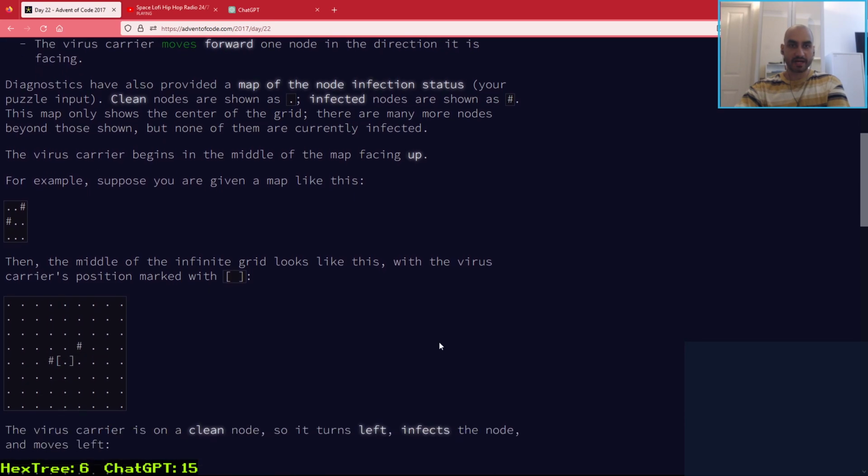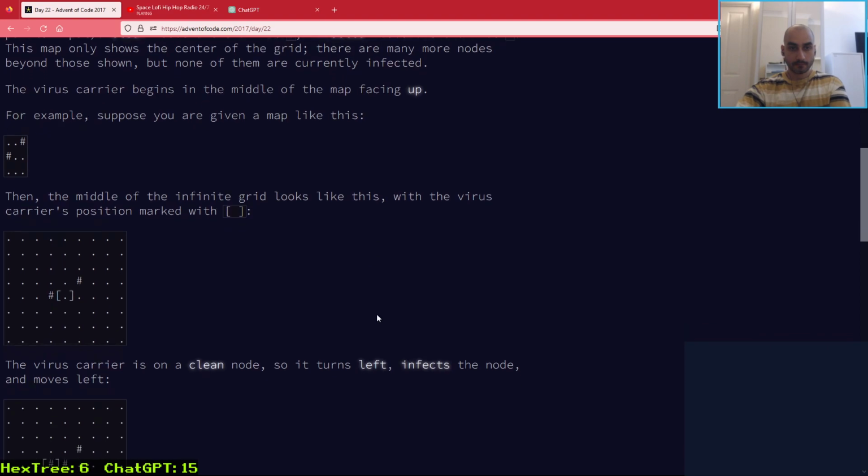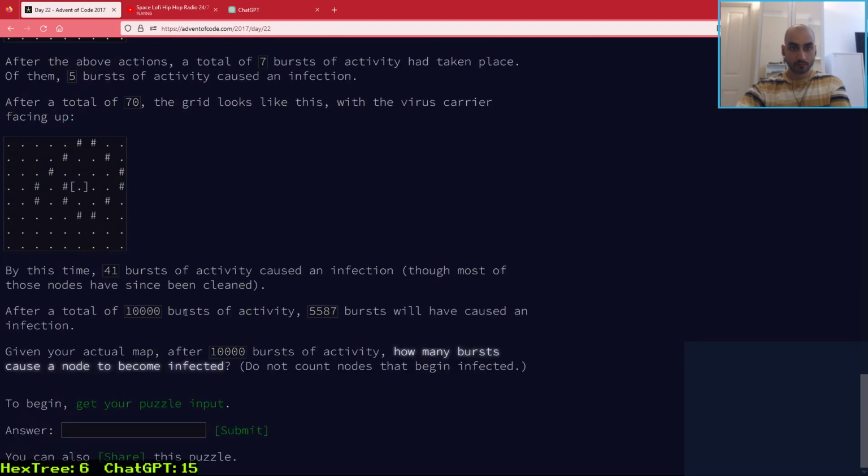Diagnostics have also provided a map of the node infection status. Clean nodes are shown as dot. Okay, infection is shown as hash. The virus carrier begins in the middle of the map facing up. For example, suppose you were given a map like this, and the middle of the infinite grid looks like this. Okay, fine. Yeah, I get it. This doesn't look hard at all, for part 1 at least.